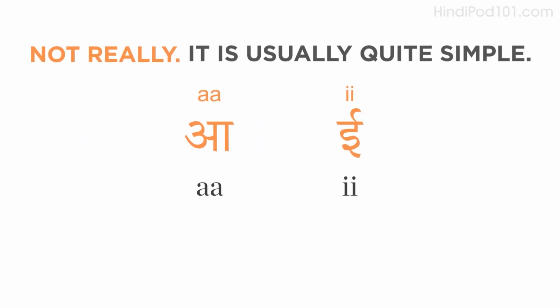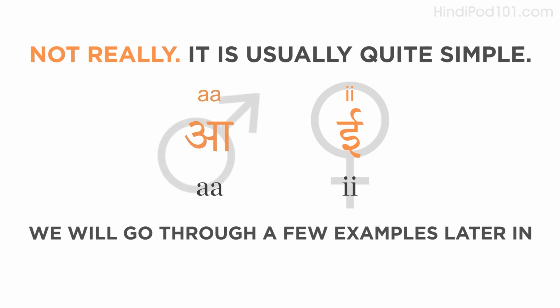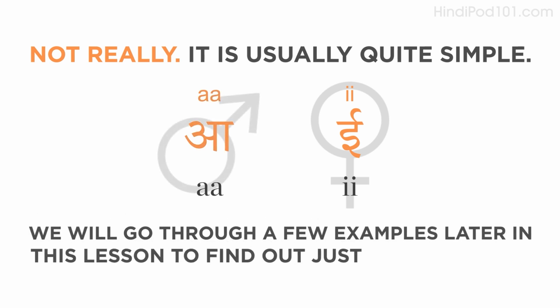Not really. It is usually quite simple. If a verb uses e at the end, it means it is feminine. But if it uses a at the end, it means it is masculine. We will go through a few examples later in this lesson to find out just how easy it is.